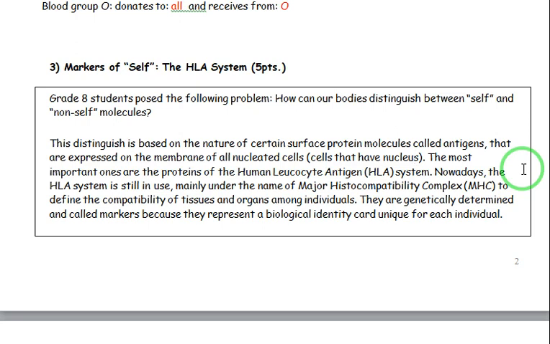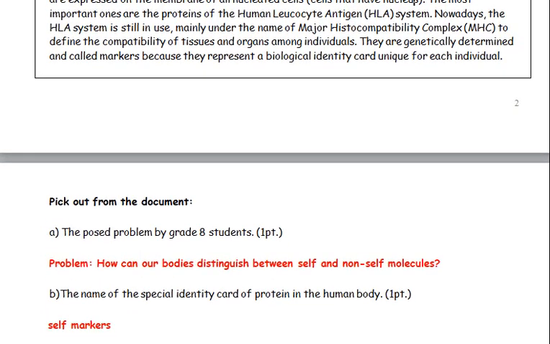But nowadays, the HLA system is still in use, but mainly under the name of major histocompatibility complex, MHC. What is its function? It is to define the compatibility of tissues and organs among individuals. What are its properties? They are genetically determined and called markers because they represent a biological identity card unique for each individual. They are not the same in all individuals. Each one has its own identity card.